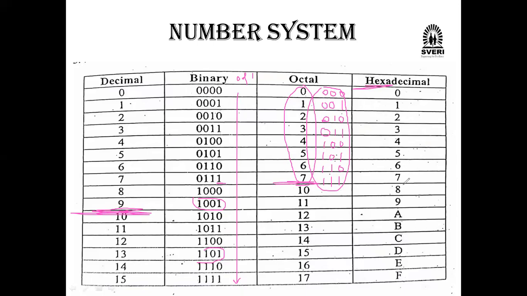So 0 1 2 3 4 5 6 7 8 9. Up to 9 it is the same, like a decimal number only. Okay, but we cannot call this one in the hexadecimal. We cannot call 10 as 10. It will become A here now. So after 9 we have to use A, B, C, D, E, F here now. Like this we have to call that one here. Is it clear? Is it clear or not? Understanding?